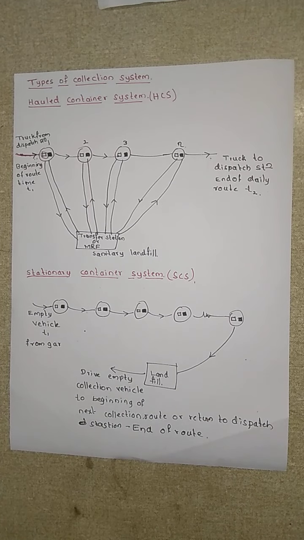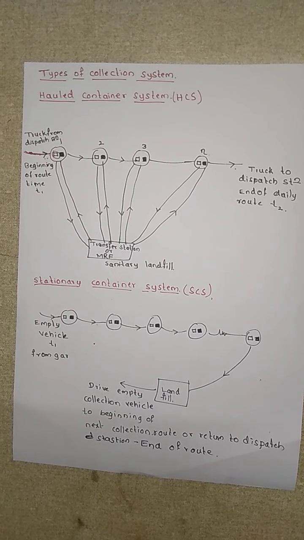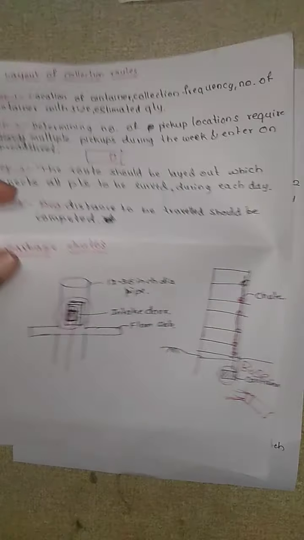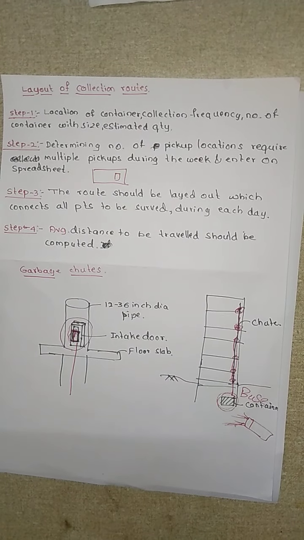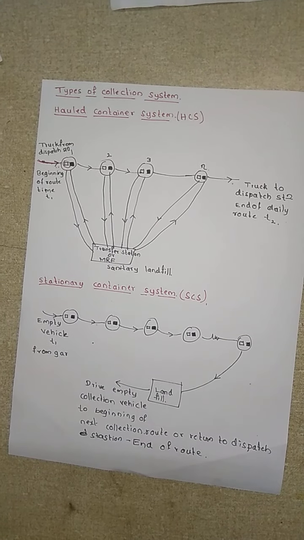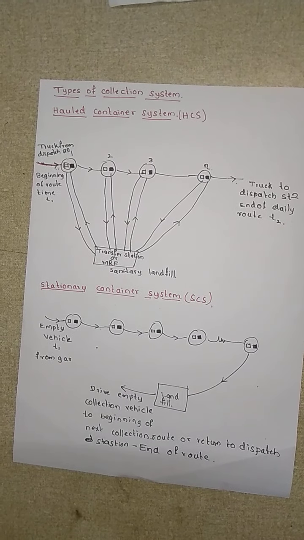In today's class, we have discussed garbage chutes, then the layout of collection routes. Then we have discussed the hauled container system and the stationary container system.